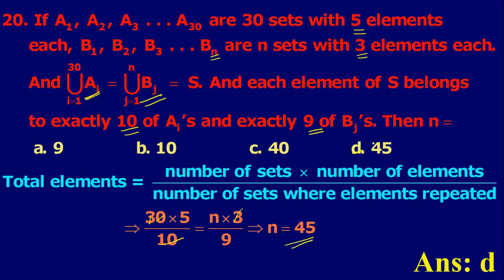Which is option D. Here we calculate total element. So total element is number of sets into number of elements divided by number of sets where element is repeated. When we calculate this, we get n equal to 45, which is option D.